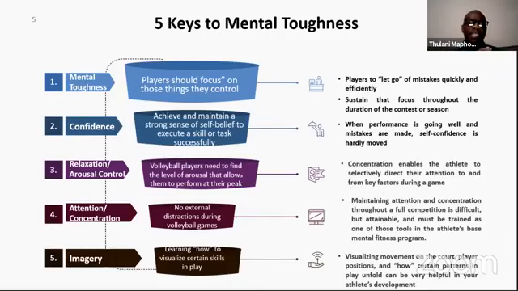Then 2, I've already highlighted the issue of confidence, but I want to say this needs to be achieved and maintained with a strong sense of self-belief, to execute a skill task successfully. I think you'd realize that once in a while you'd have those challenges.